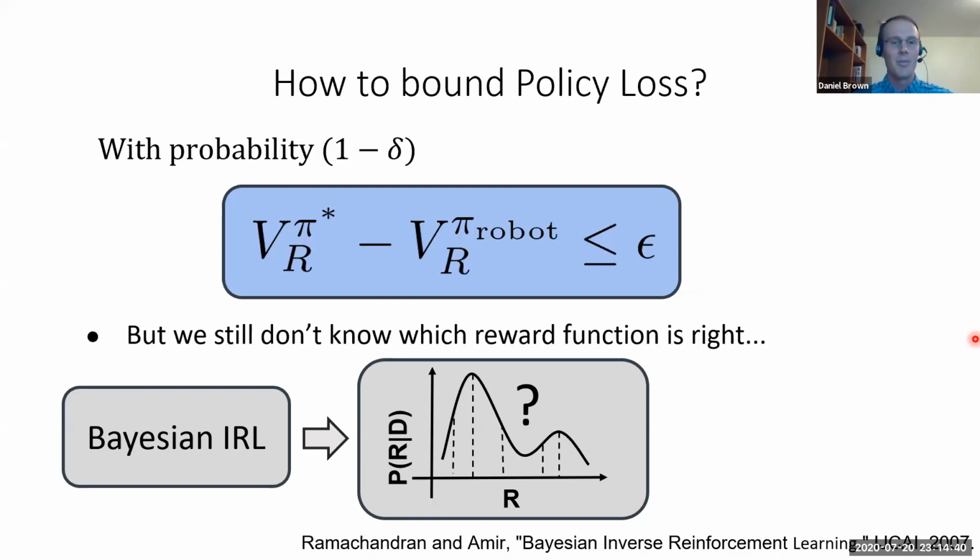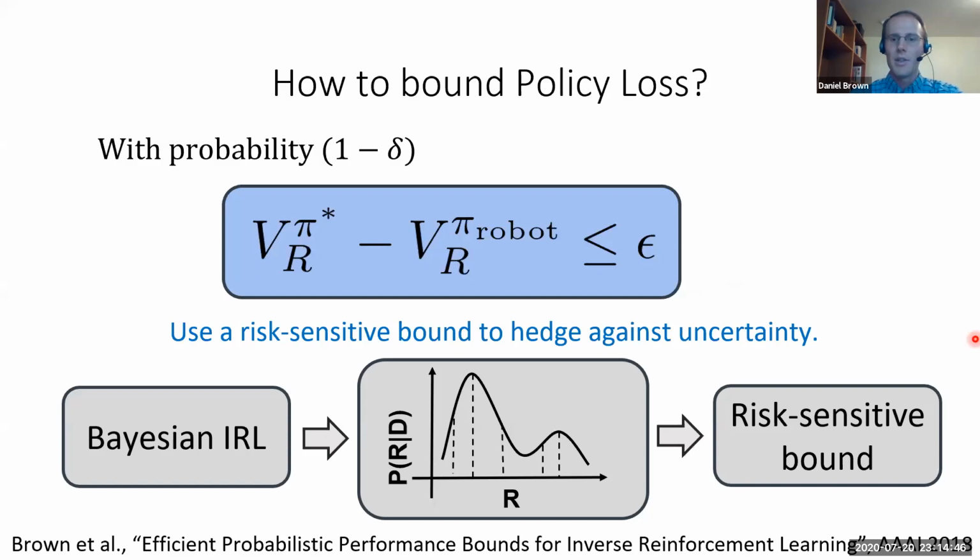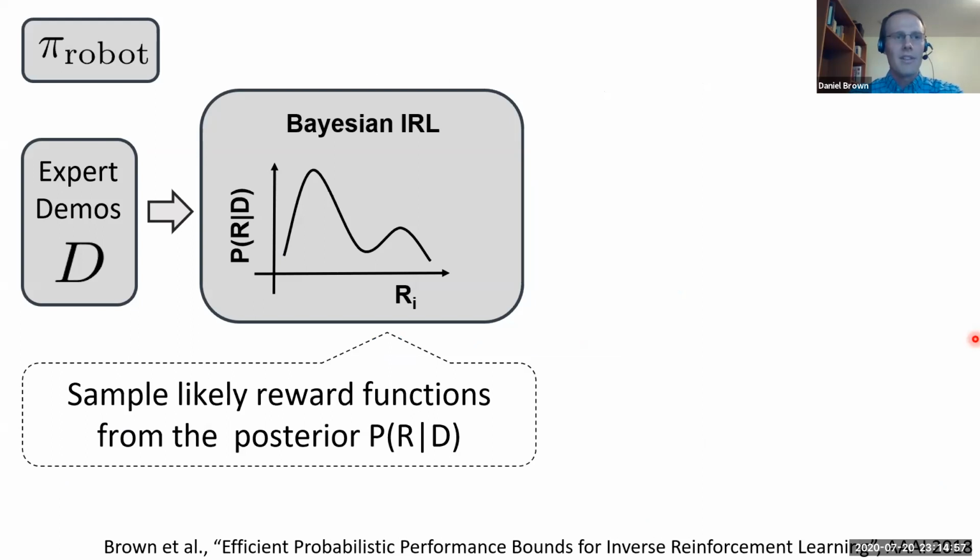Okay, so given that we can sample a bunch of reward functions from the distribution over likely reward functions, we still don't know which one is right. So what we propose to do is to use a risk-sensitive bound to hedge against this uncertainty over which hypothesis we think matches the intent of the demonstrator. To roll this out, we assume that we start with some demonstrations coming from a Boltzmann rational demonstrator and a policy pi robot. We sample a set of reward functions that we think look likely given these demonstrations.